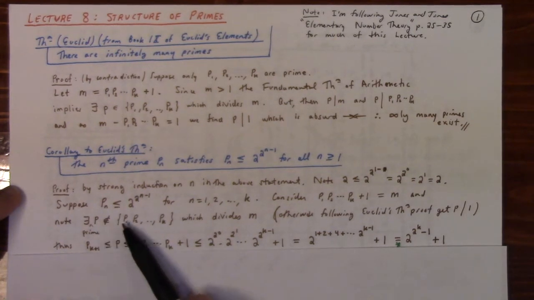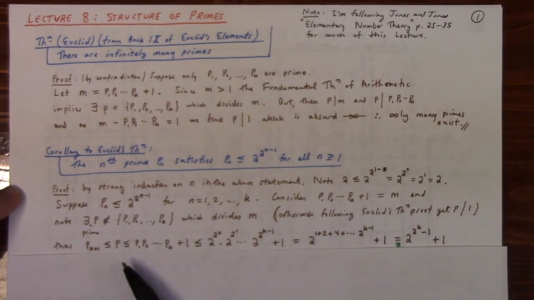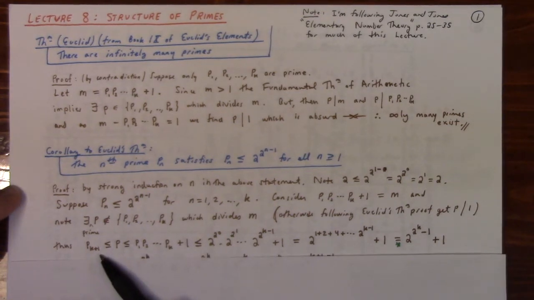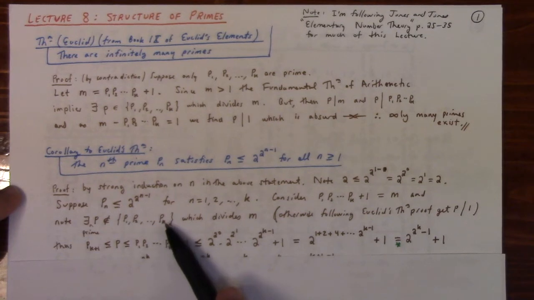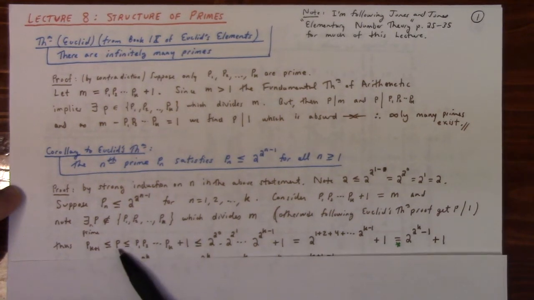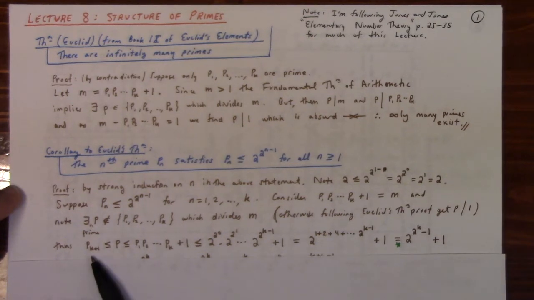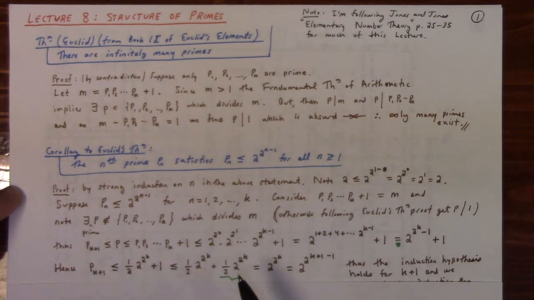So since the prime is not in this list, it must be that the prime is greater than the k plus 1th prime, which is not in the list, or it could be equal to it. The point is that P_{k+1} is less than or equal to P, which is less than or equal to all this. And then we got to do some figuring.